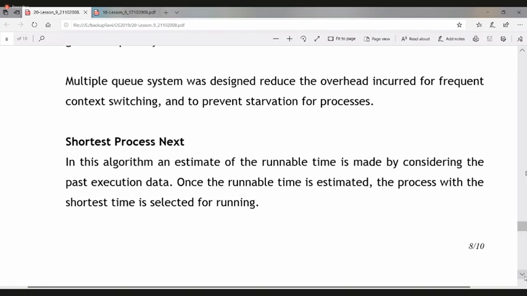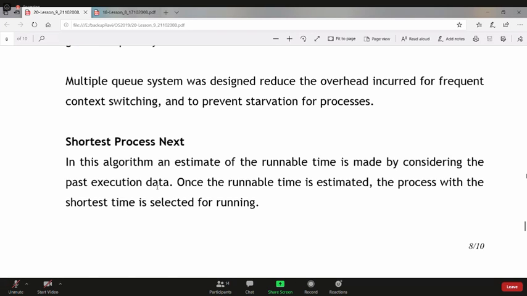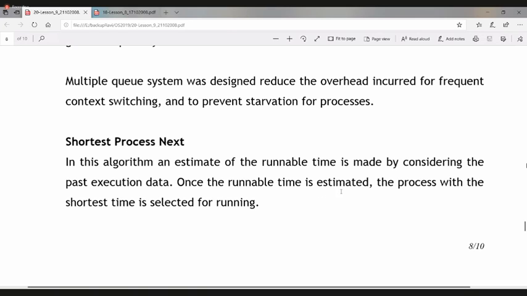So this one is known as shortest process next. In this algorithm, an estimate of the runnable time is made by considering past execution data. So you have to estimate the runnable time of the process. You can use previous data statistics to estimate it. Once the runnable time is estimated, the process with the shortest time is selected for running.